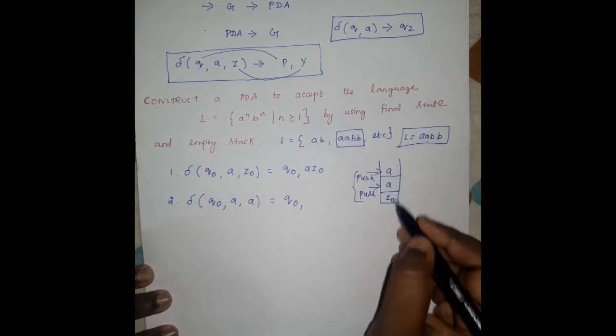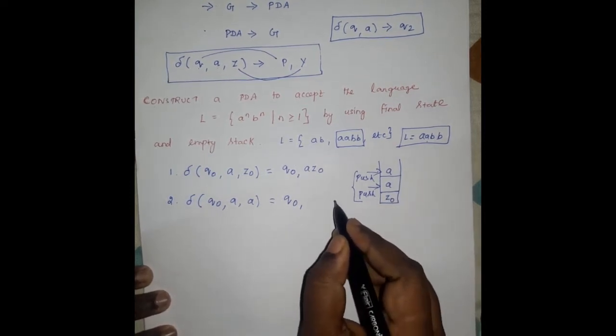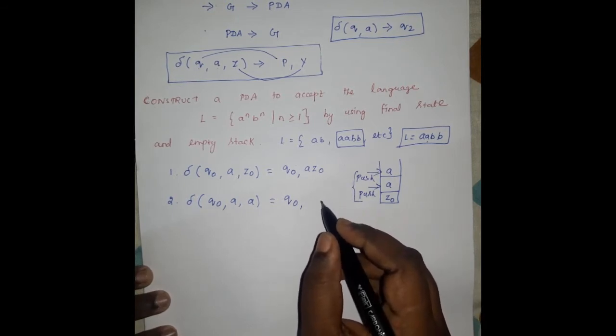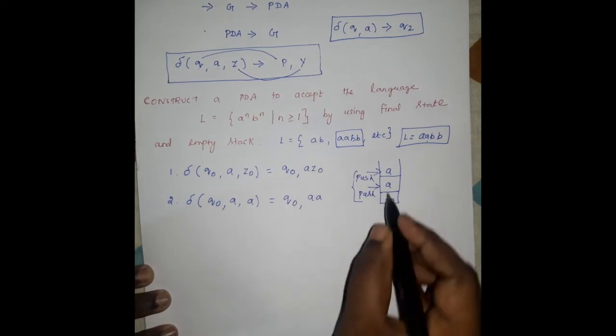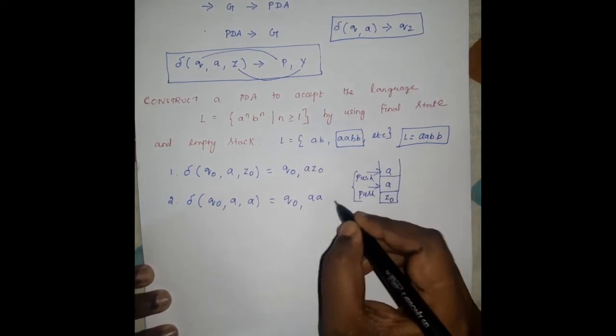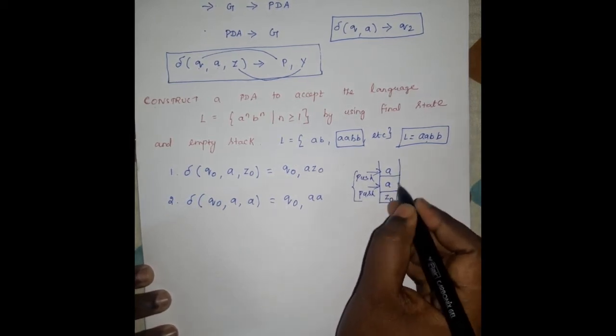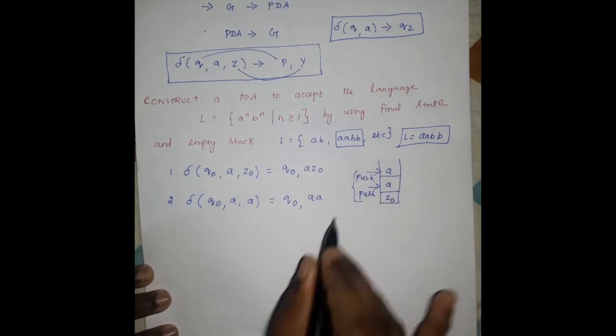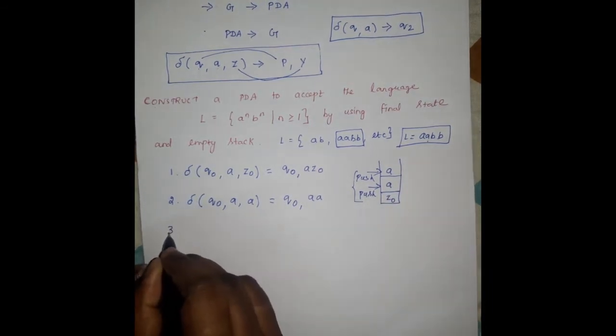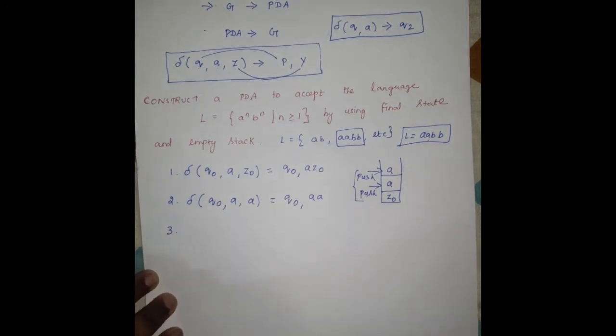You can write all the elements here, A, Z naught, but I am going to write only the top two elements of the stack, that is A. You can write A, Z naught, or you can write the top two elements. I am writing only the top two elements, that is A. So this is the third step of the pushdown automata, or the second transition function of the pushdown automata.